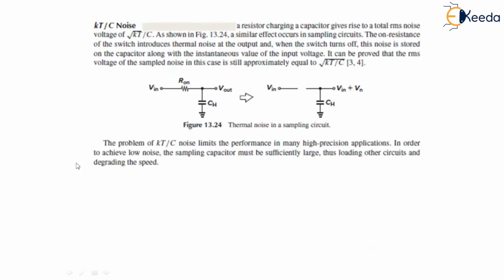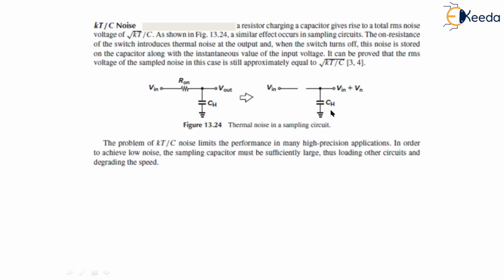The third parameter that affects precision is kT/C noise. As shown in figure 24, the on-resistance introduces thermal noise at the output. When the switch is turned off, this noise is stored in the capacitor along with the instantaneous value of the input voltage, leading to Vin plus Vn. In order to achieve low noise, the sampling capacitor must be sufficiently large, which loads other circuits and also degrades the speed.